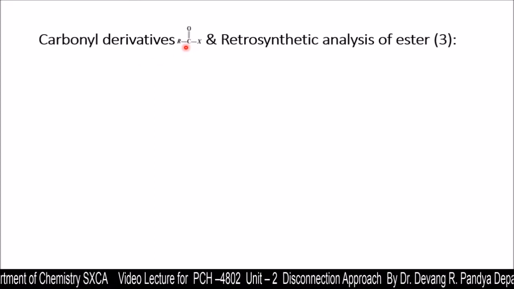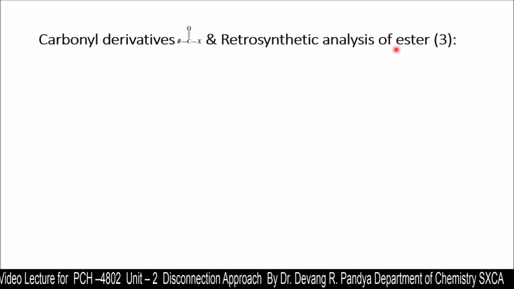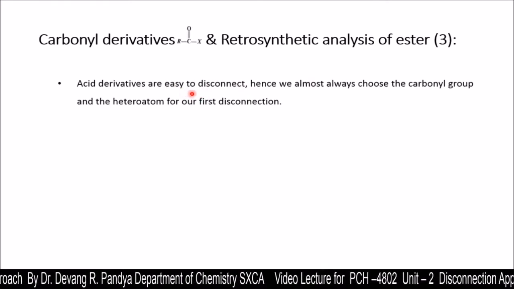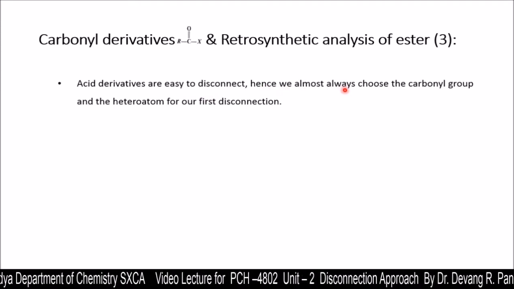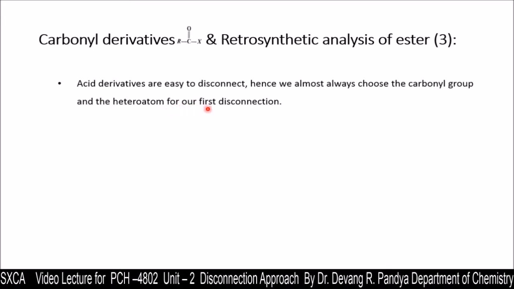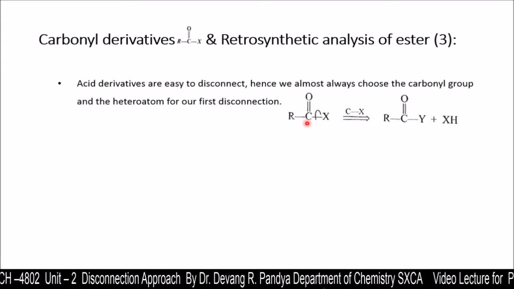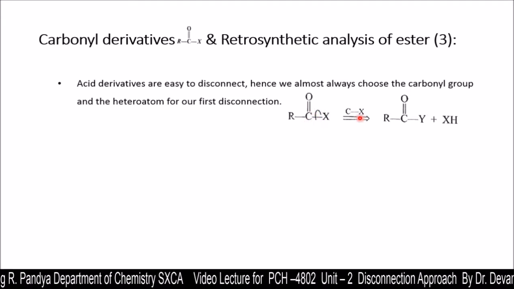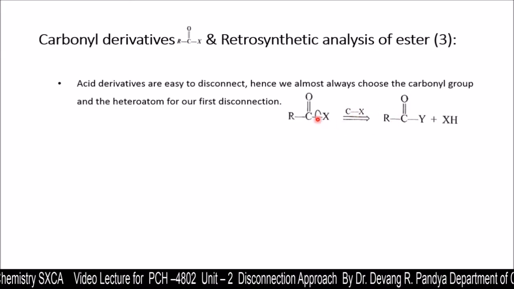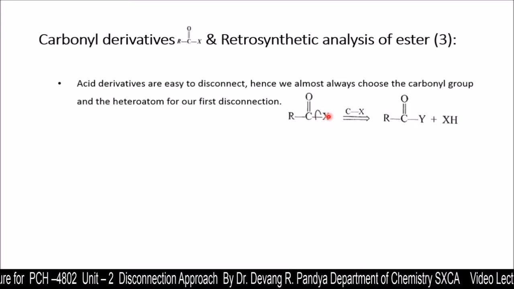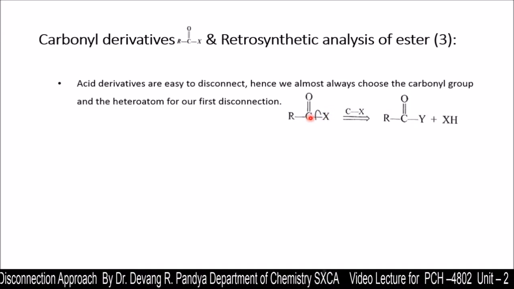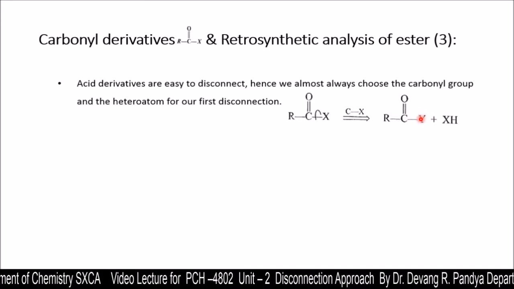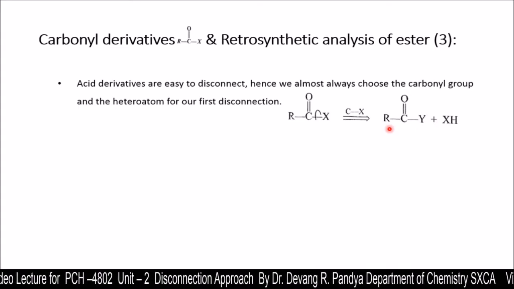Now, carbonyl derivatives, that is RC double bond OX, and retrosynthetic analysis of esters. Acid derivatives are usually very easy to disconnect, and hence we almost always choose the carbonyl group and the heteroatom for the first disconnection. So here you can see the carbonyl group and the heteroatom. We put a wiggly line over here. On the inclined arrow, carbon heteroatom disconnection would be there, and that will give a negatively charged heteroatom and a positively charged carbon synthon. That synthon can be converted to a synthetic equivalent by attaching a proper element or group to it.